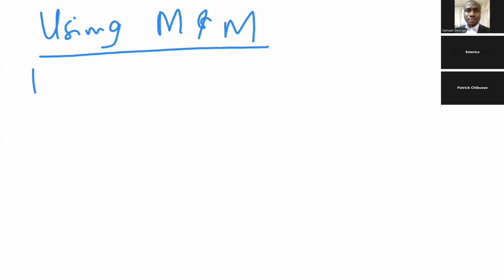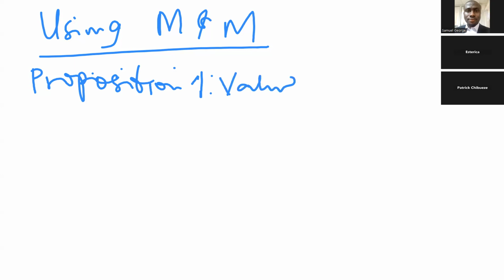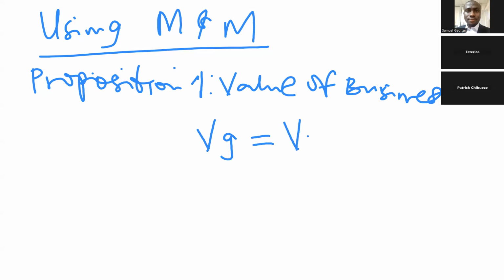Now we have proposition one. Proposition one is talking about value of company or value of business. It is saying VG is equal to VU plus DT. That's proposition one.